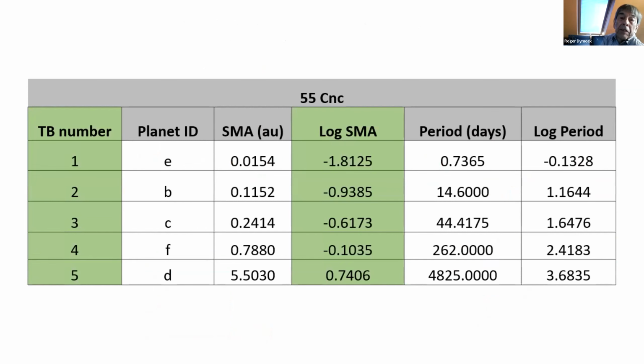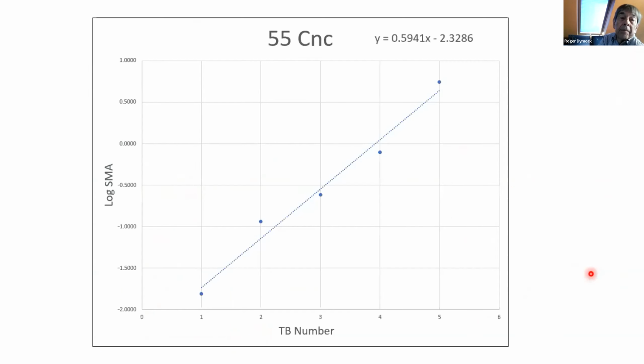So if you look at 55 Cancri, we have the TB number, the planet ID, as was mentioned earlier, the first one discovered being B, then C and so on, the semi-major axis, the logs, the period in days, and the log of the period. If we look at that, you can see that the points don't fall on a straight line. But by adjusting the TB numbers, you can get a reasonable fit.